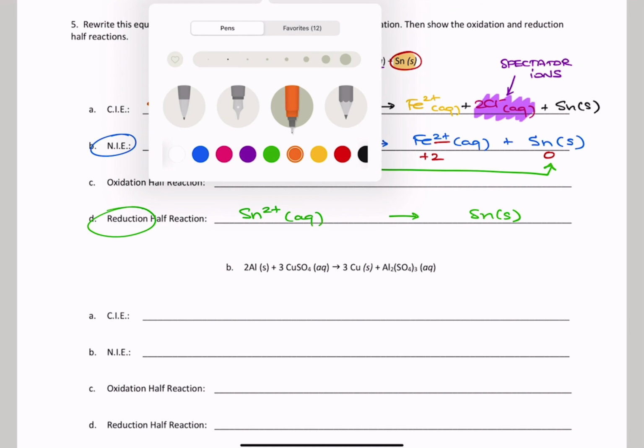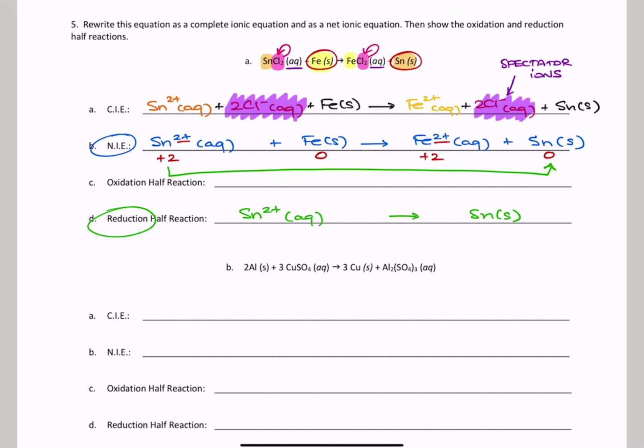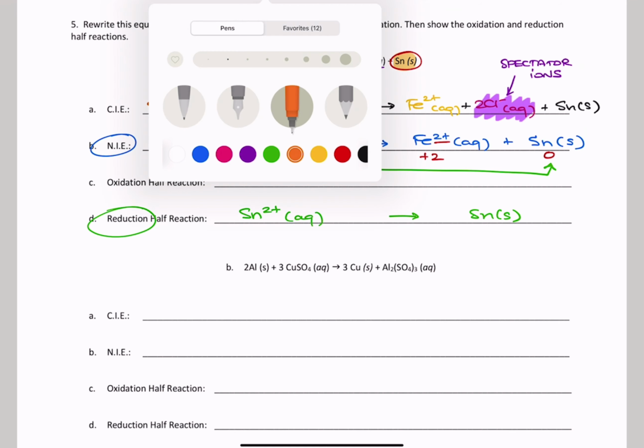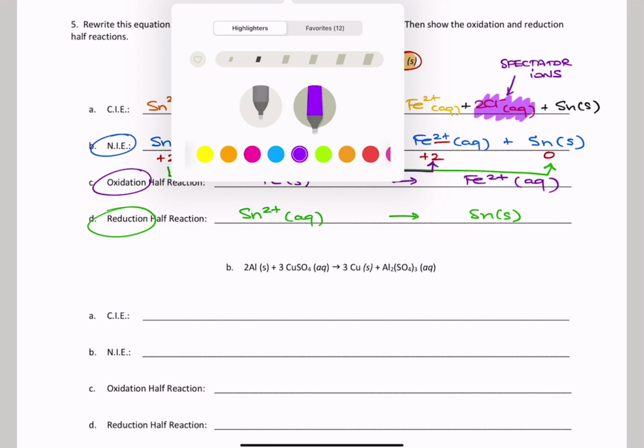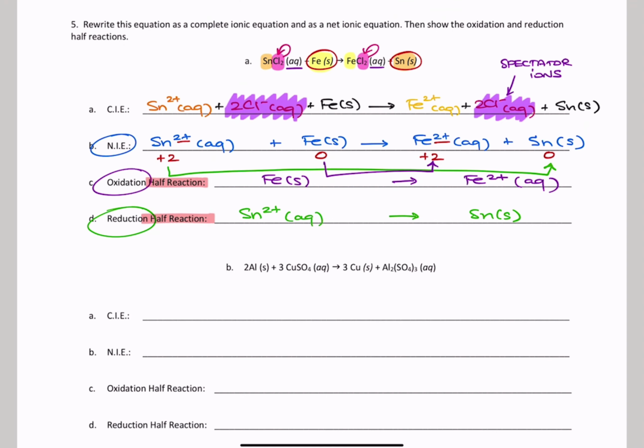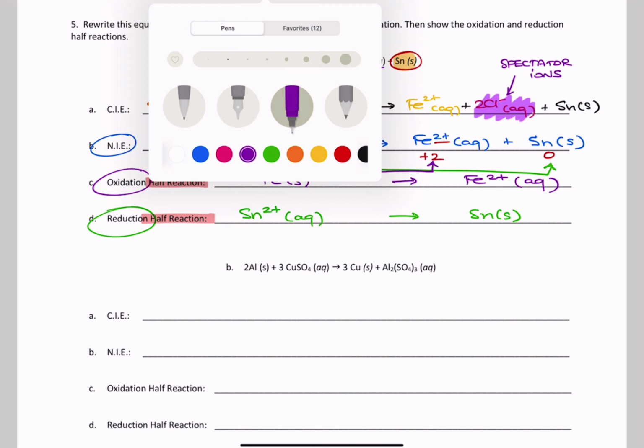If I look at the iron now, let's take another color. Iron goes from 0 to +2, so the oxidation number of iron increases, therefore iron is oxidized, going from Fe solid to Fe2+ aqueous. We're looking to write what are called the half reactions. Okay, so we're going to have to show the electrons.